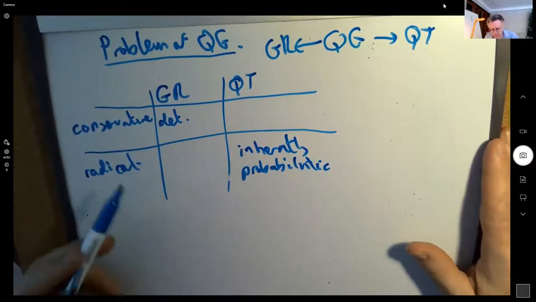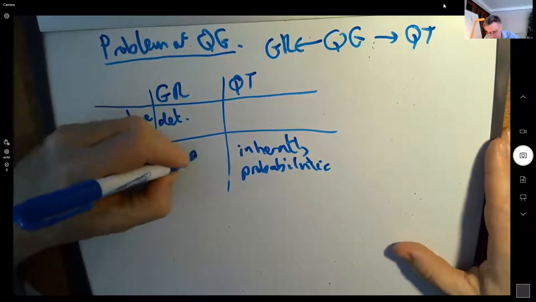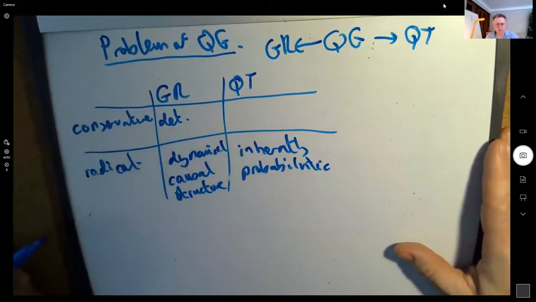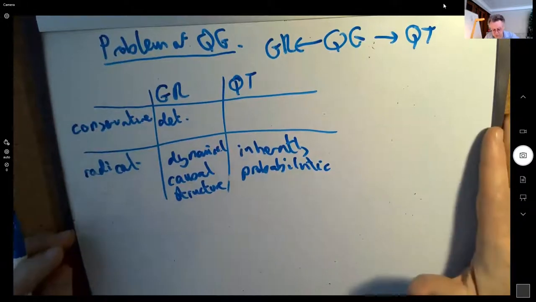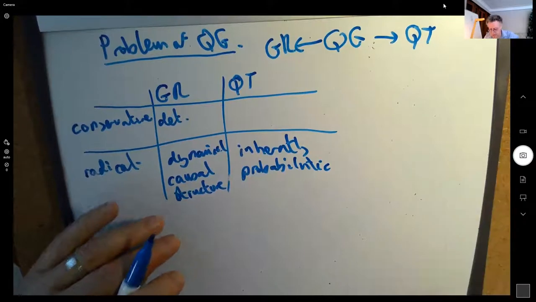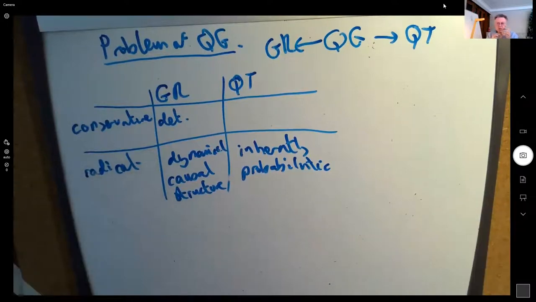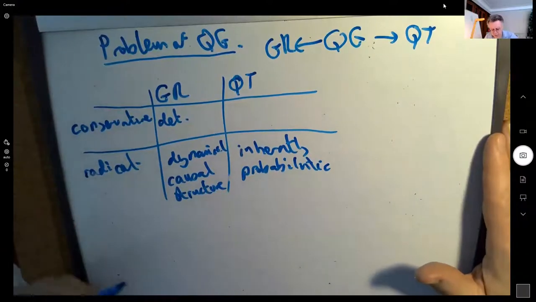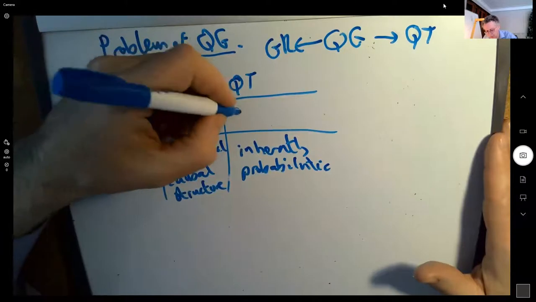general relativity is radical in that it has dynamical causal structure. So what I mean by that is that the metric is a dynamically determined quantity in relativity. So if you want to find a solution to the Einstein field equations of general relativity, then you need to solve for the metric and the other fields. But the metric is something that gives you the causal structure. It tells you whether two events are space-like or time-like separated. And it imposes a kind of foliation of events that are before and after. This is dynamically determined in general relativity. On the other hand, in quantum theory, the causal structure is fixed.